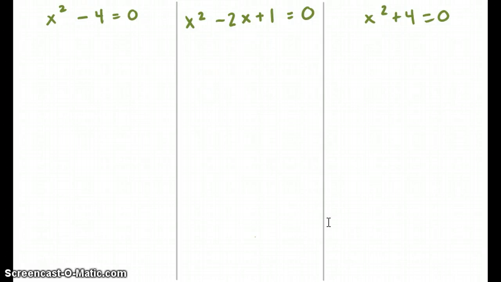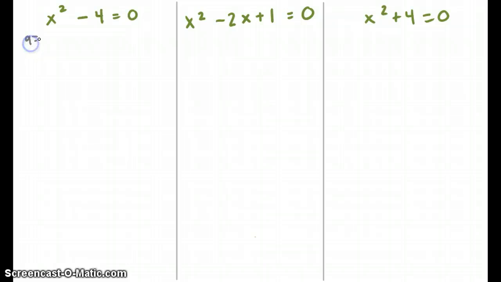In this video, we're going to solve some quadratic functions using the quadratic formula and notice and observe some connections between the quadratic formula and the number of solutions that are present for the quadratic function. Let's start with the first quadratic function, x squared minus 4 equals 0.